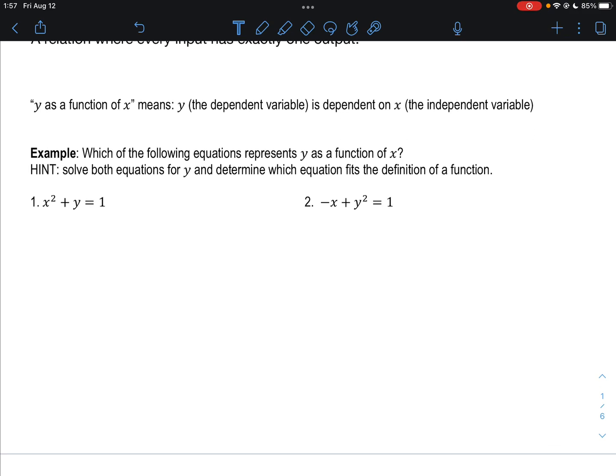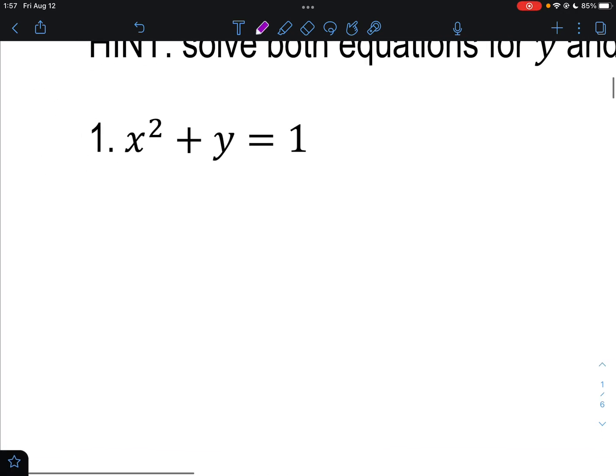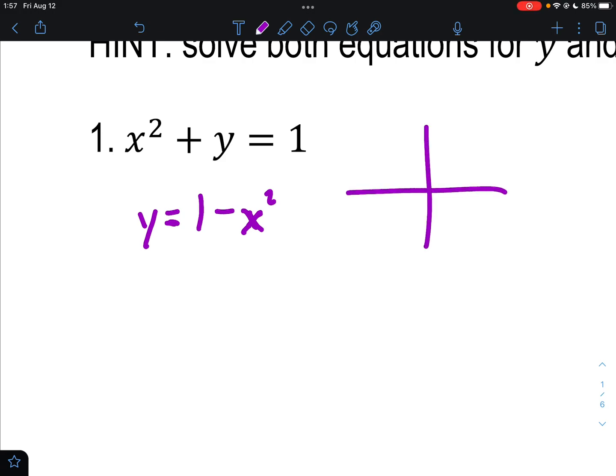So our first example here says, which of the following equations represents y as a function of x? A little hint there says, solve the equation for y and determine which equation fits the definition. So the first one, if we solve this for y, we're going to get y equals 1 minus x squared. All right, if we think about that, that's just going to be a parabola that opens downward. And if we want to draw a quick sketch of that, I guess we could. Moves up one and opens downward. It's going to look like that.